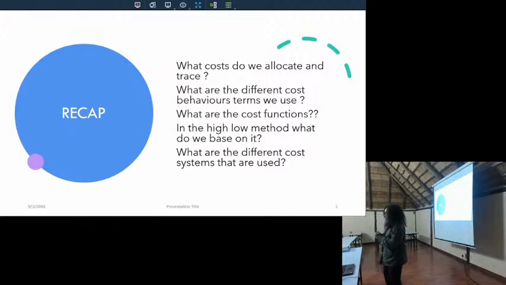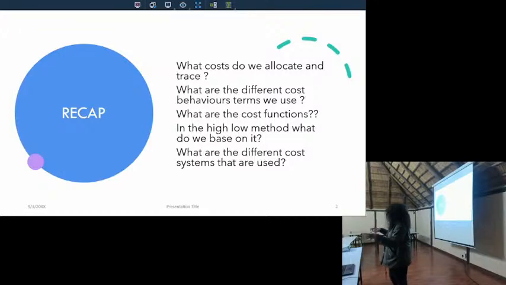Okay, cool. And what are the different cost systems that are used? Normally companies now use either variable costing or absorption costing. Those are the types of costing systems that are used.